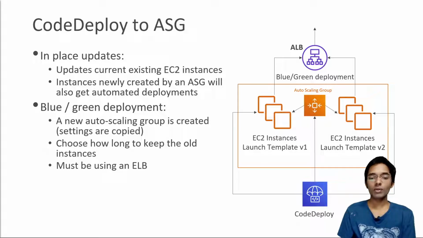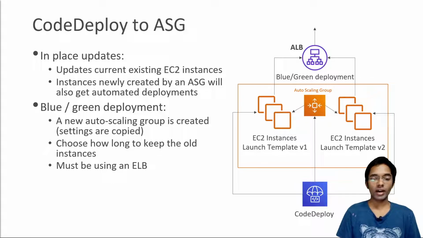So this is one way, and I'm not representing it here because we have seen it in the past slide. But then there is blue or green deployments, and in that case a new auto scaling group is created. The settings are copied and then the instances will be transferred from one auto scaling group to another auto scaling group, and we can choose how long to keep the old instances, and we must be using an elastic load balancer for these kinds of deployment.